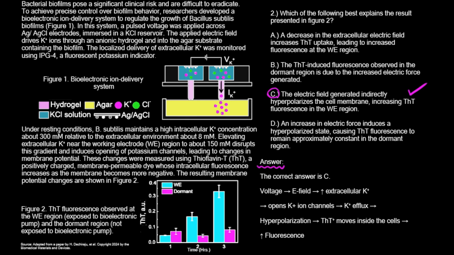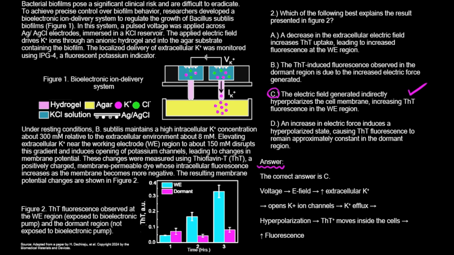Answer choice C says the electric field generated indirectly hyperpolarizes the cell membrane, increasing ThT fluorescence in the WE region. This is the correct answer.